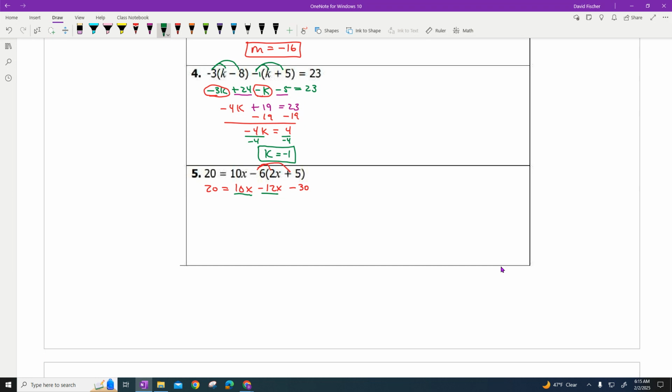I got more negatives than I got positives, so I know I'm going to have a negative, and 12 take away 10 is 2 x's. So kind of start getting into that habit too. See which one you have more of, because they're different signs. I got more negatives, and then just subtract the 2 to find out how many more. Okay?